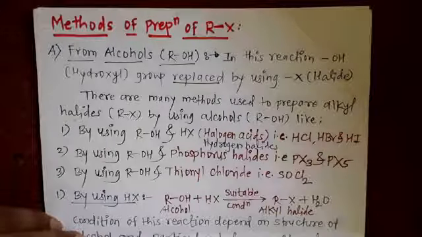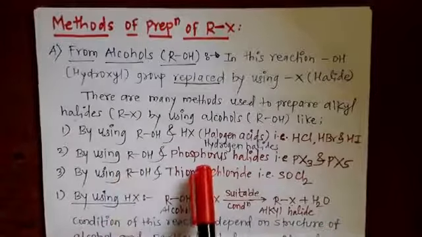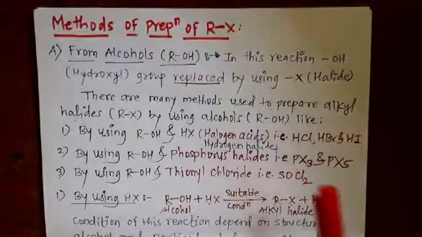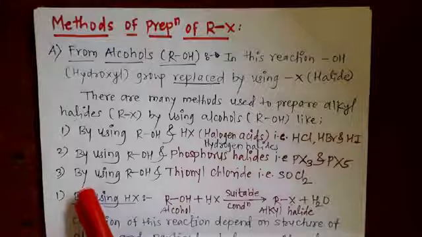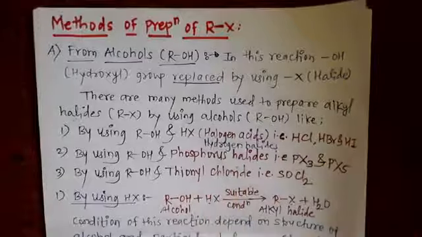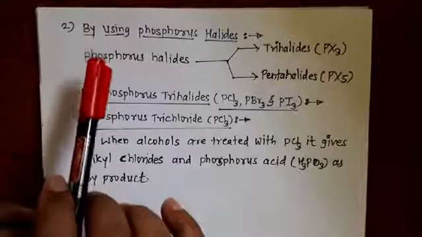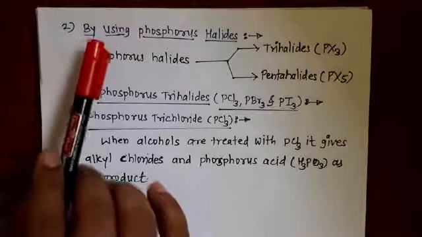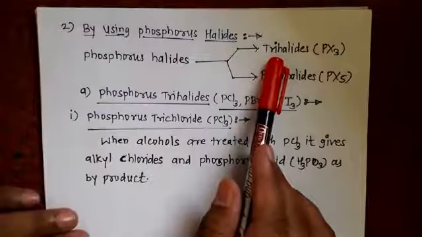in this video, we discuss the next methods of preparation of alkyl halides by using alcohol and phosphorus halides, that is PX3 and PX5, and the last method by using alcohol and thionyl chloride. The next method is the preparation of alkyl halides by using alcohol and phosphorus halides. There are two types of phosphorus halides.